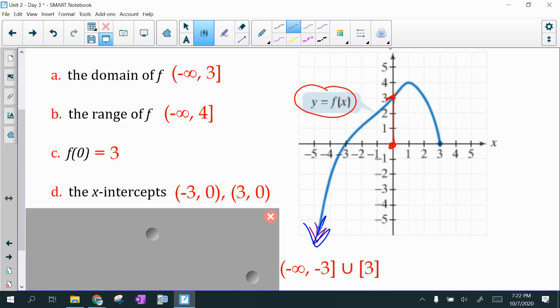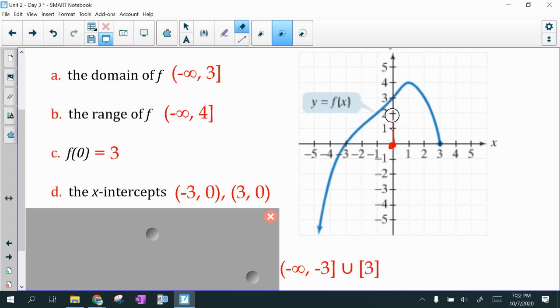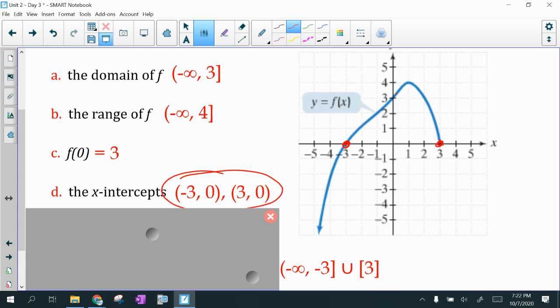Next up, the x-intercepts. What are x-intercepts again? They're going to be the spots where it hits the x-axis. Well, that doesn't sound incredibly difficult. I can find those pretty quickly and say, well, here's one, here's the other. Please remember to write them as an ordered pair. If you don't, next year's teacher will probably lose their mind and I'll have to mark it wrong.